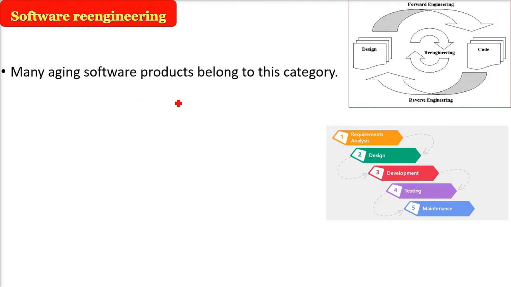So software re-engineering, because many of the software products need a lot of maintenance. They are aging software. You start from code, you go to design, you go to requirement specification. Now you add the new requirements or the change request, and then you go forward again from requirement specification till the testing process. That is called forward engineering. So reverse engineering plus forward engineering is called software re-engineering.